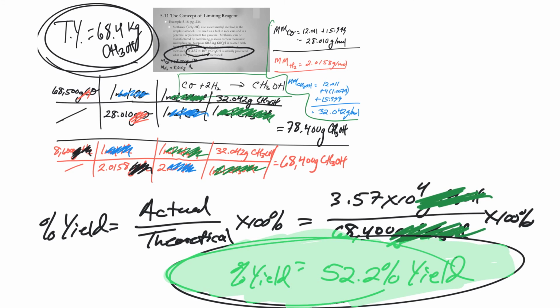All right, that is it for Chapter 5. Next we'll do Chapter 6, which is on the types of chemical reactions and solution stoichiometry.